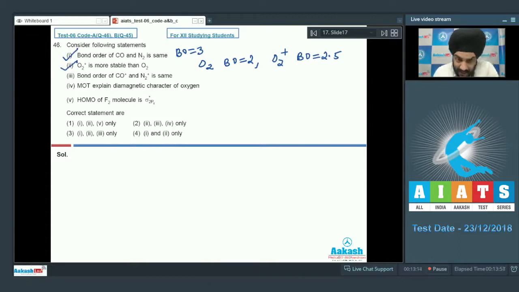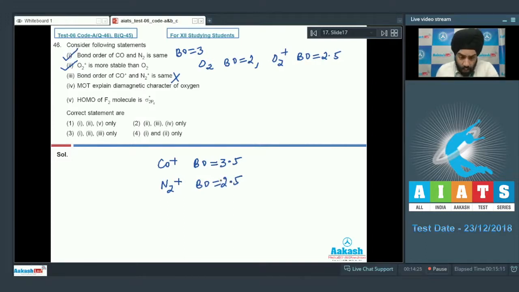If you look at the third statement now, bond order of CO plus and N2 plus is same. Students, this statement is incorrect. The bond order of CO plus is equal to 3.5, whereas the bond order of N2 plus is equal to 2.5.